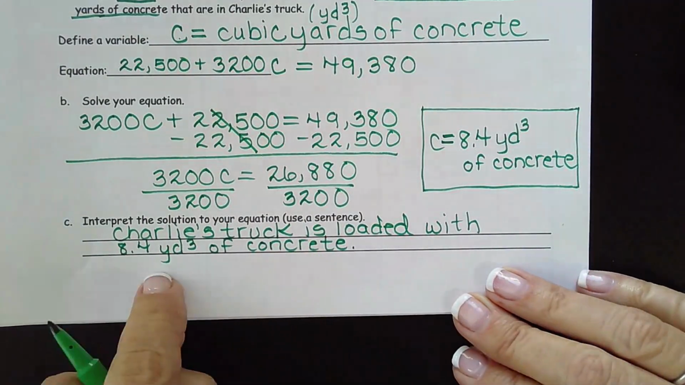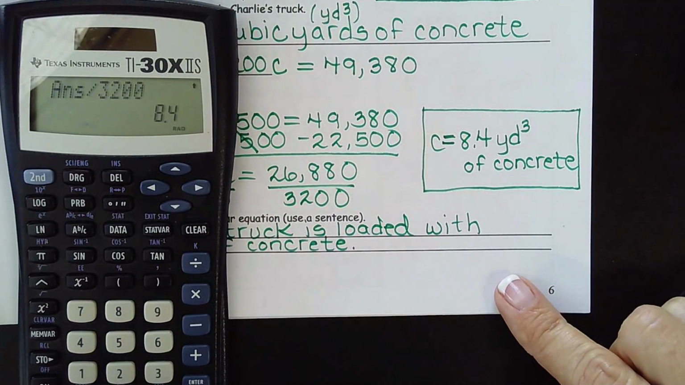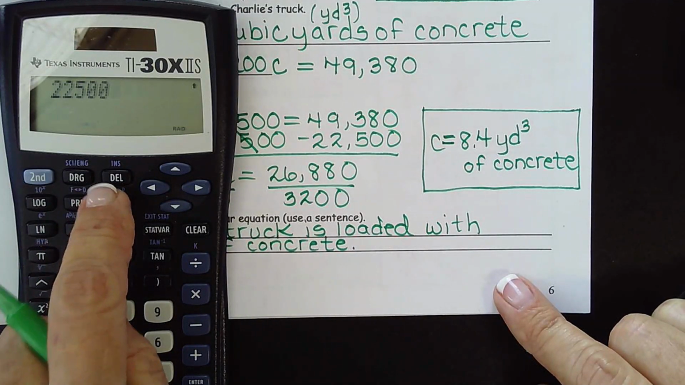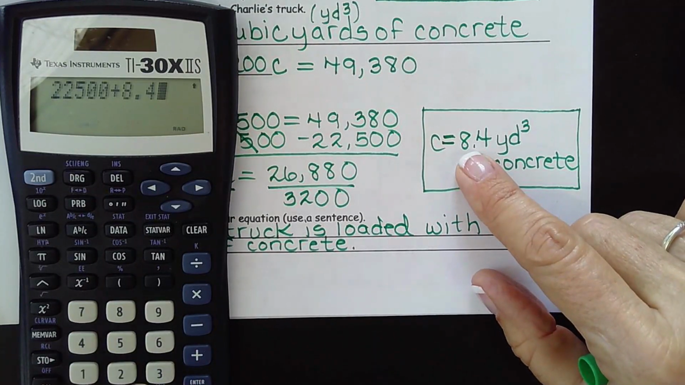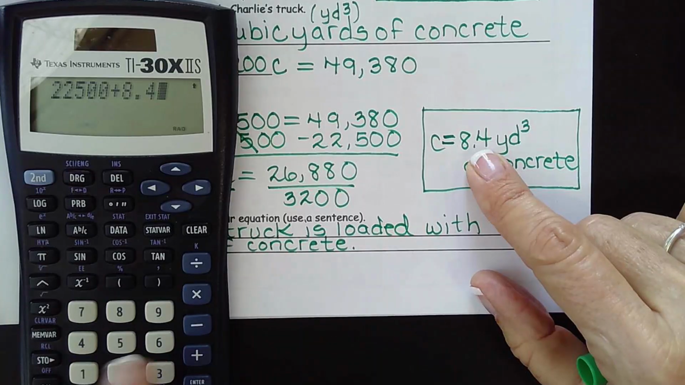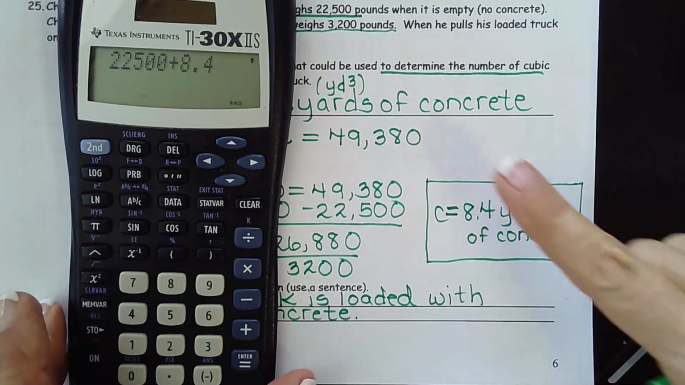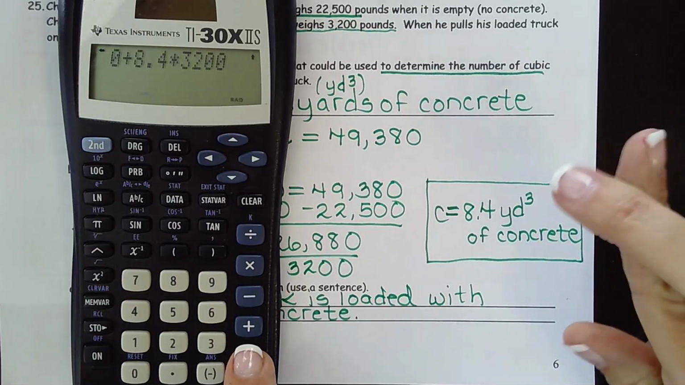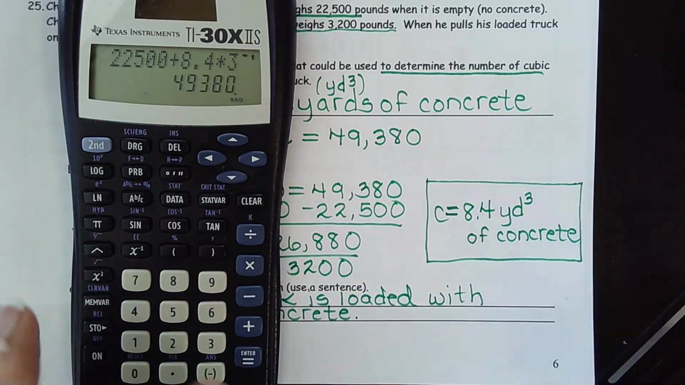And if you really wanted to check your work, you could do his original truck, 22,500. Whoops, one too many. So delete, plus 8.4, and each cubic yard they said weighed, what was it, 3,200 pounds. So times 3,200. And cross your fingers, you should get that number. Ding, ding, ding, ding, ding. We did.